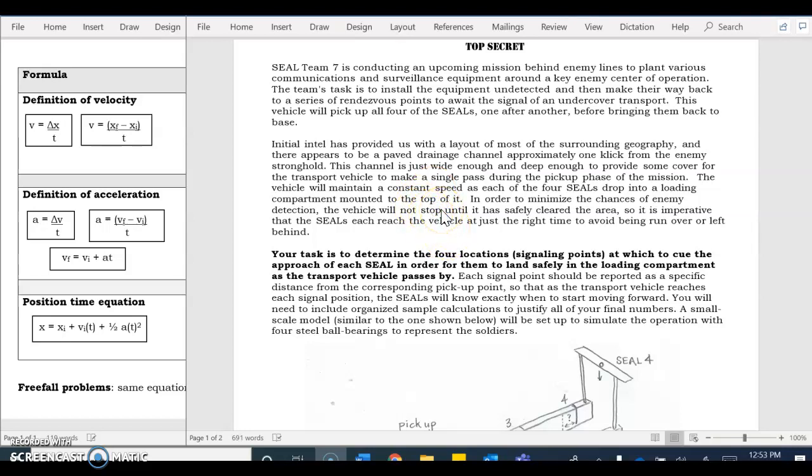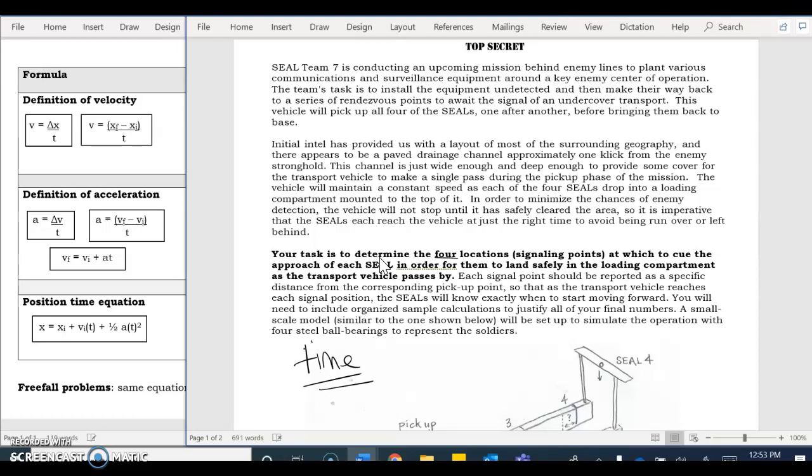All right, so I'm going to quickly go over this SEAL team project for you guys because I think there might have been a lot of questions that you guys are having. So basically, when you're solving for these, all you're solving for is the time that it takes each SEAL team member to get to their spot where the truck's going to pass by. So you're solving for time in all of these.